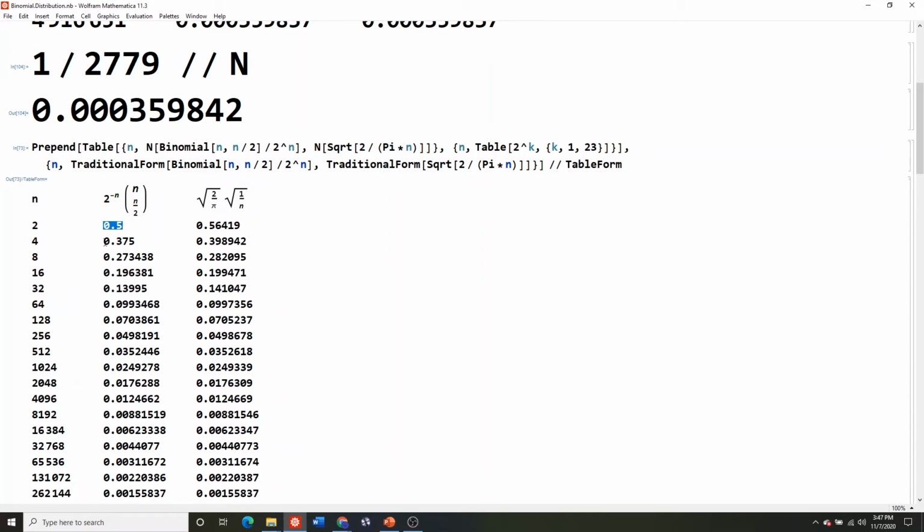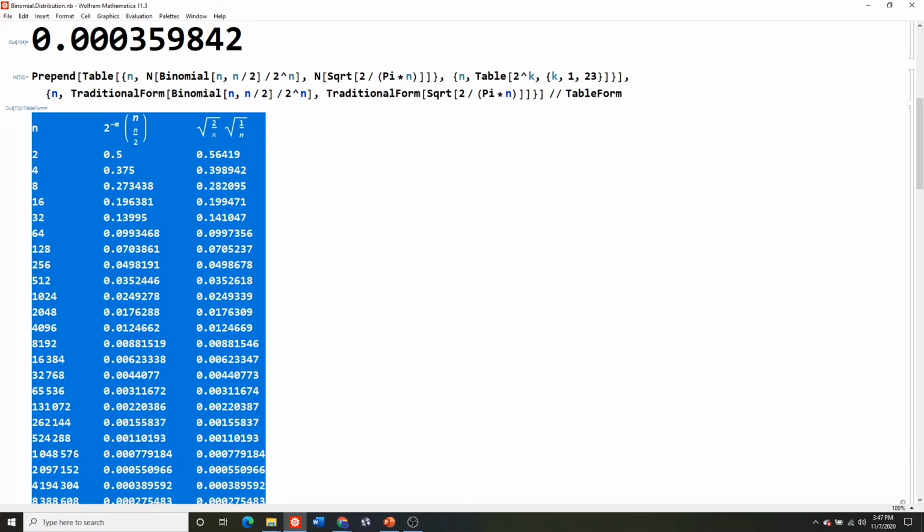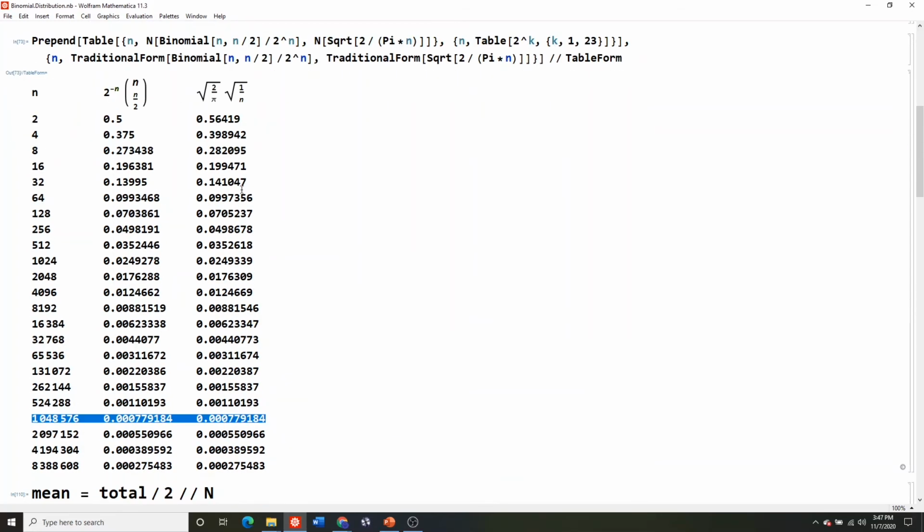For 4 coins, we calculated this to be 3/8. That's the exact number, and the approximation tells us this. But once we start getting large, like here's about 1 million, it's already accurate to 6 digits. So the scaling is like 1 over the square root of n.